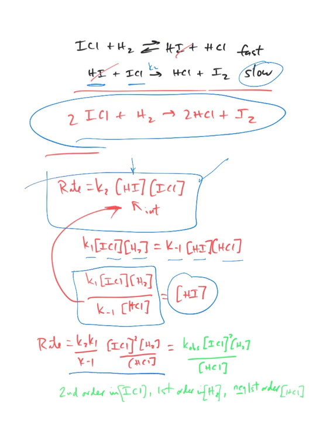As I said before, usually people don't report the individual little k's. They'll just write one k like I did here, k observed. Now this one's probably different from something you've seen before. It's second order in ICl, first order in H2, and negative first order in HCl. HCl, remember, is one of the chemical products. What this is actually saying is the rate slows down as you build up more product. The rate constant stays the same, but the rate slows down.